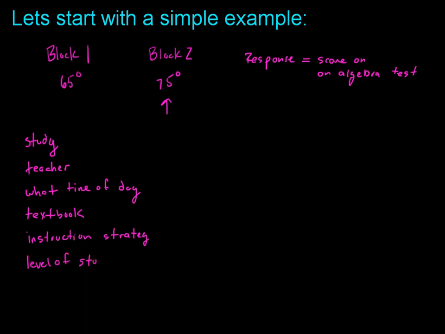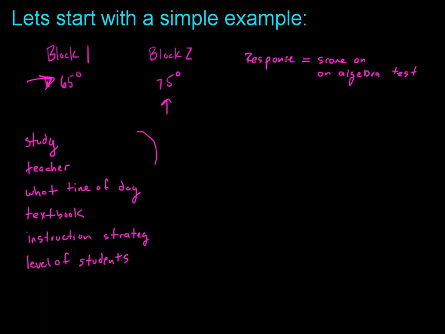Maybe the one class did better simply because there were more honor students in that class, and the other class did worse because there were more lower level students in that class. So as we can see, there are many other variables that could potentially cause a higher or lower test score besides just temperature. Now, our study is interested in temperature. That's what our study was interested in.